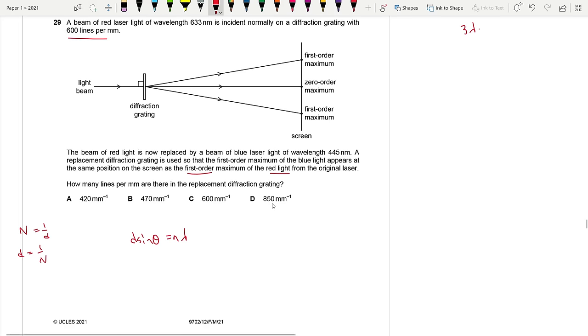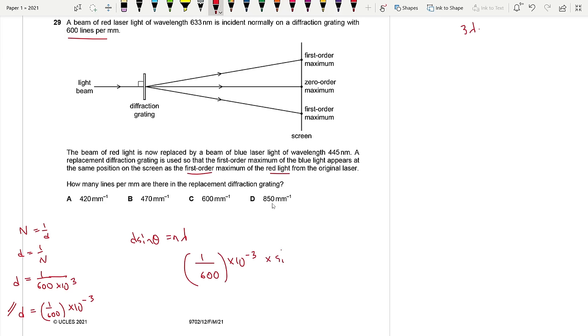So initially we had d is equal to 1 by 600. So you have two options. Either you can convert it this way, 1 divided by 600 into 10 power 3, or you could do d is equal to 1 by 600 into 10 to the power minus 3. Your wish. So basically 1 by 600 into 10 to the power minus 3, this is what I prefer, into sine theta is equal to n lambda. Both of them are first order. So initially what light do we have? We have red light, 1 into lambda of how much exactly?